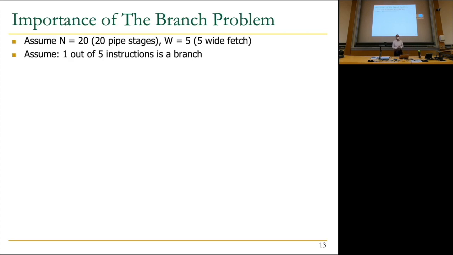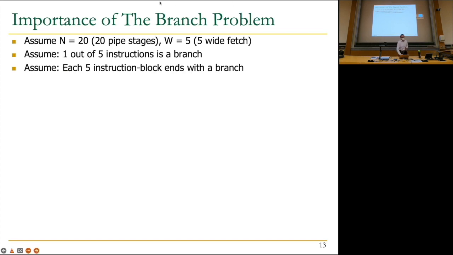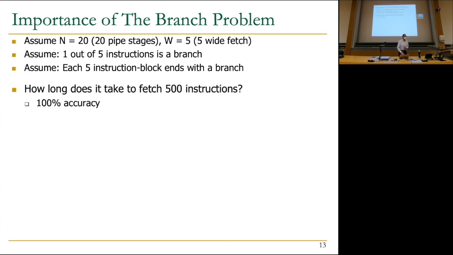I'm going to assume 1 out of 5 instructions is a branch. So assume that each 5-instruction block ends with a branch. The question is, how long does it take to fetch 500 instructions? So these are the assumptions. If I give you these assumptions, you should be able to calculate this. Not really, because I didn't give you the accuracy of the branch predictor. So if the accuracy of the branch predictor is 100%, you did not mispredict anything. You're fetching 500 instructions at 5 instructions per cycle. Because you didn't mispredict anything, you should be able to fetch 500 instructions in 100 cycles, right?